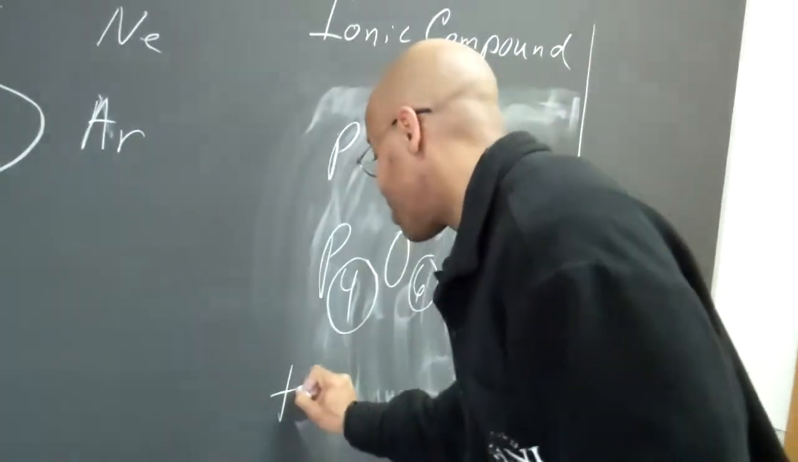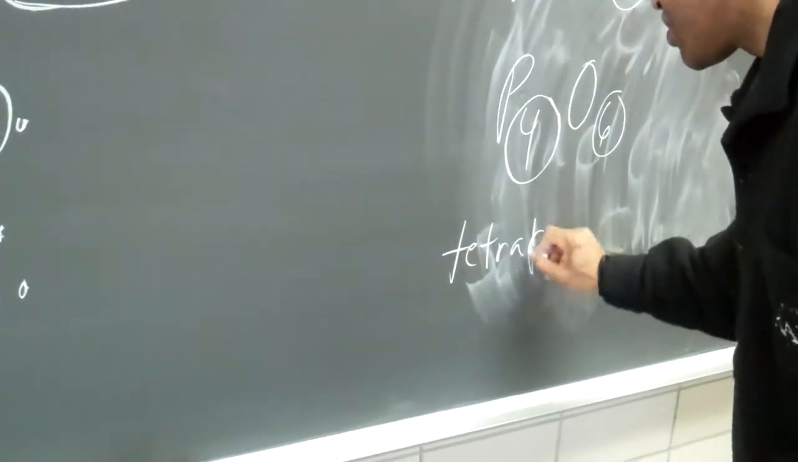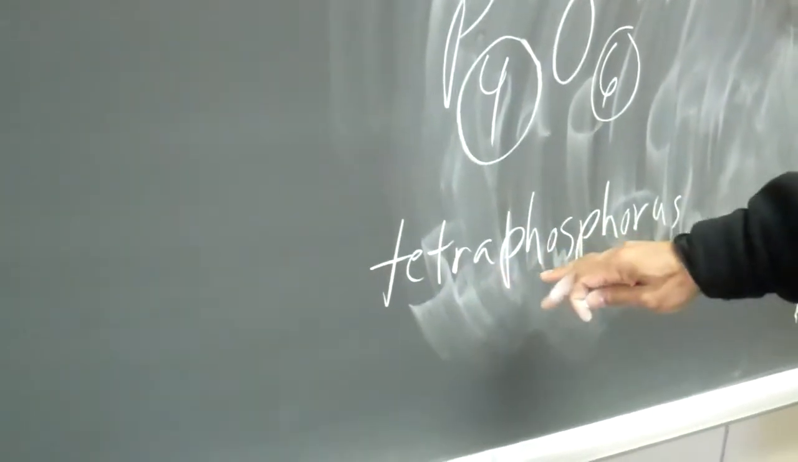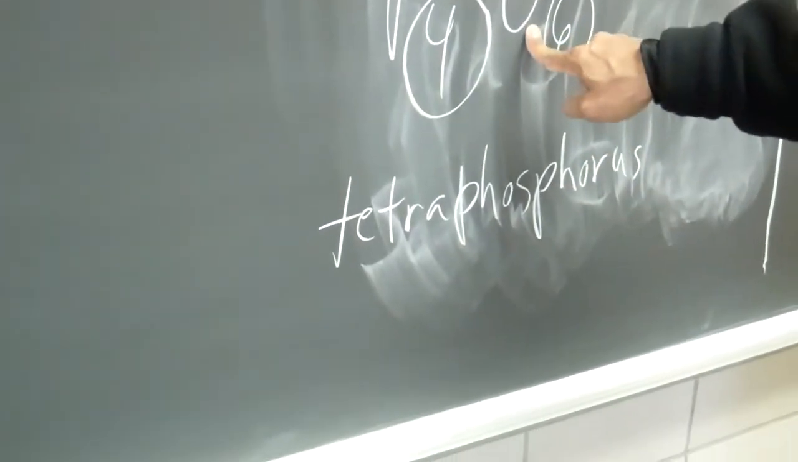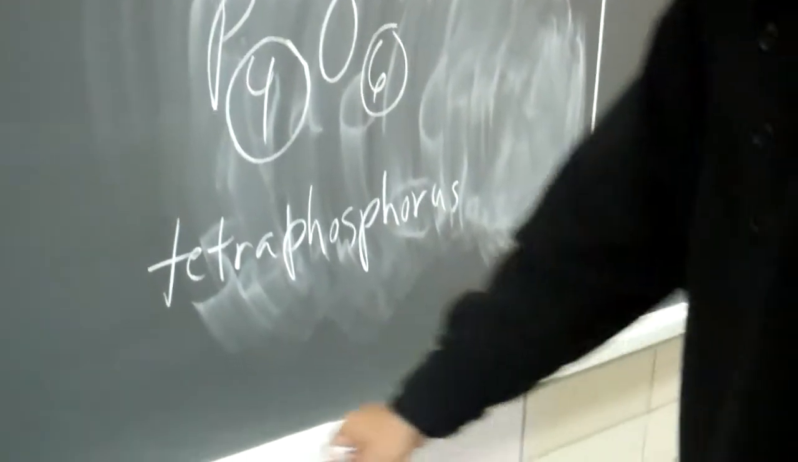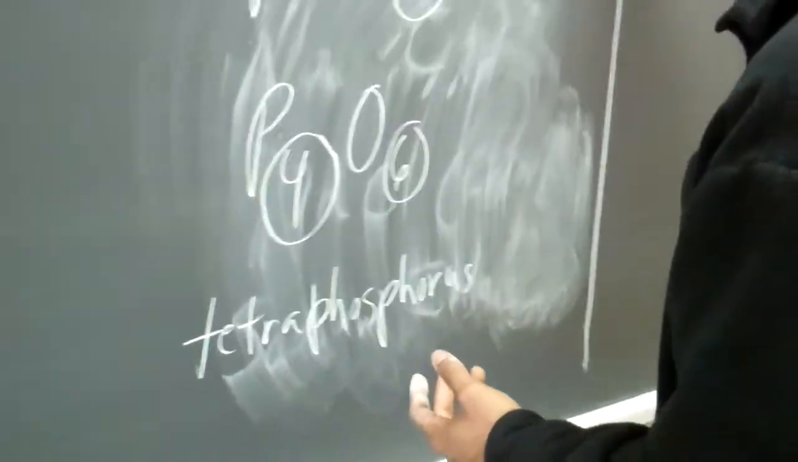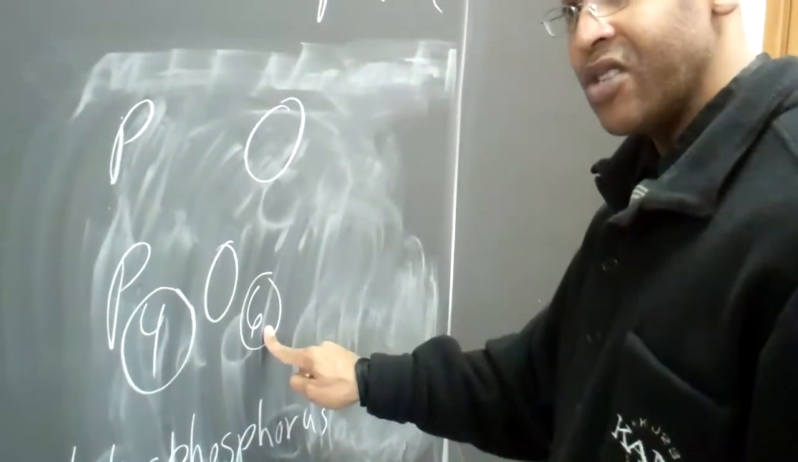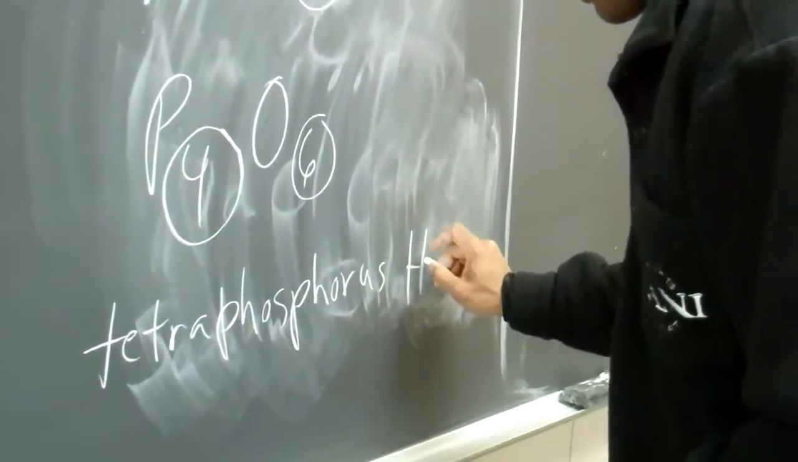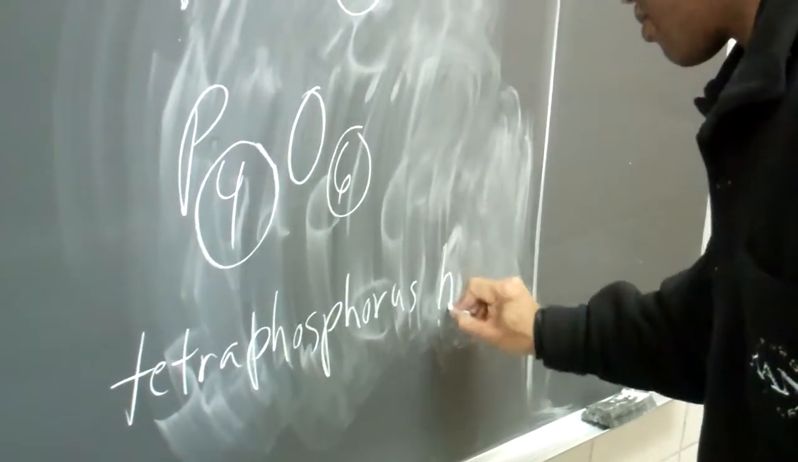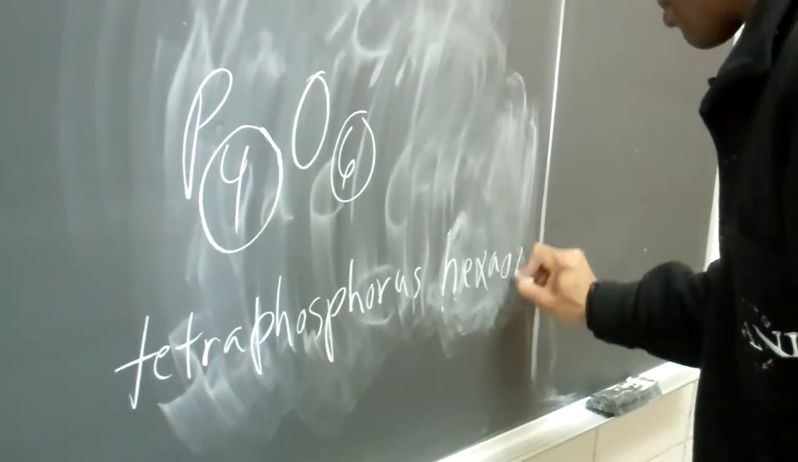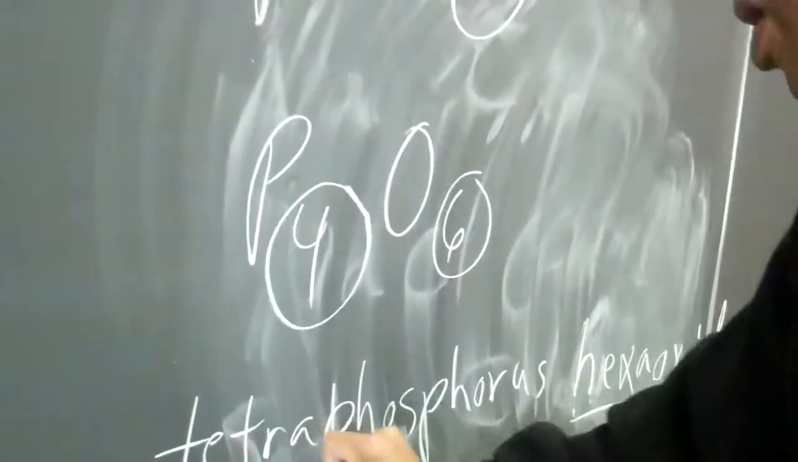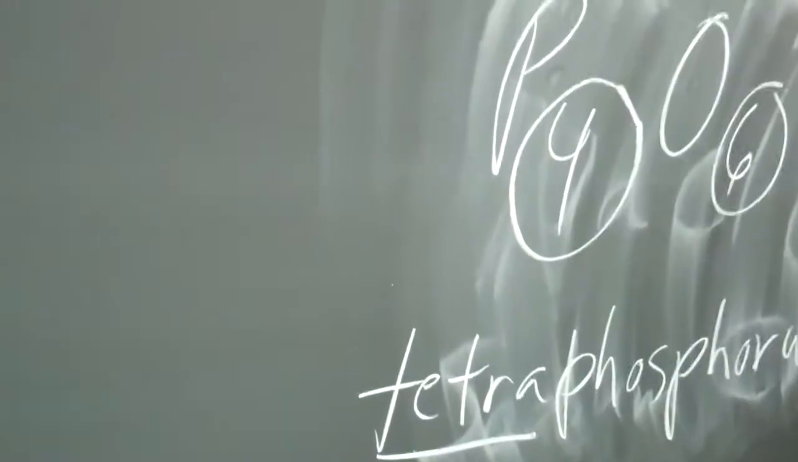So this would be tetraphosphorus. Notice I didn't change the phosphorus. Hexaoxide. And the reason it's hexaoxide is because there are 6 of these atoms that you see present, and the 6 means hexa. Tetra, 4; hexa, 6.